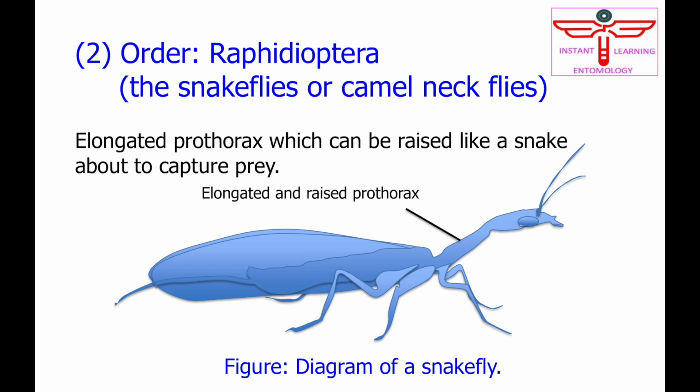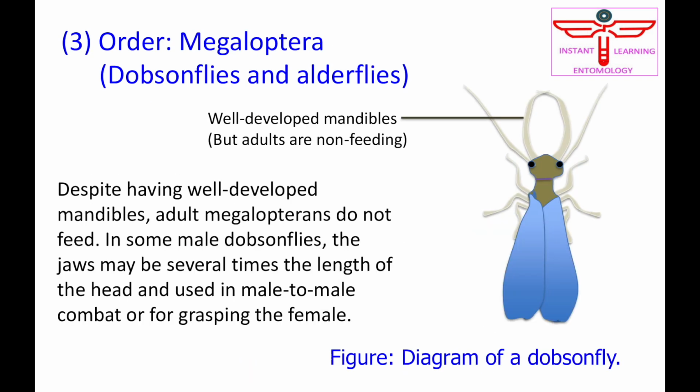Order, Rhaphidioptera, the snake flies or camel neck flies. Elongated prothorax, which can be raised like a snake about to capture prey. Order, Megaloptera, the Dobson flies and alder flies. Despite having well-developed mandibles, adult megalopterans do not feed. In some male Dobson flies, the jaws may be several times the length of the head and used in male-to-male combat or for grasping the female.